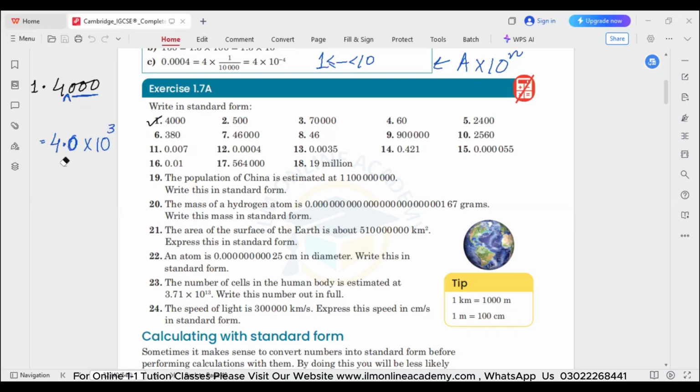So what this number shows is that we have 4 times 10 raised to the power 3, and 10 raised to the power 3 means 3 zeros after 4. Even if you are writing it as 4 times 10 raised to the power 3, that is exactly fine. Whatever you want to go with, either 4.0 times 10 raised to the power 3, or just 4.